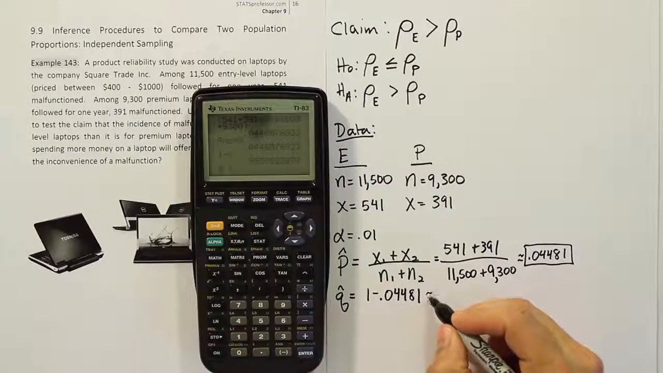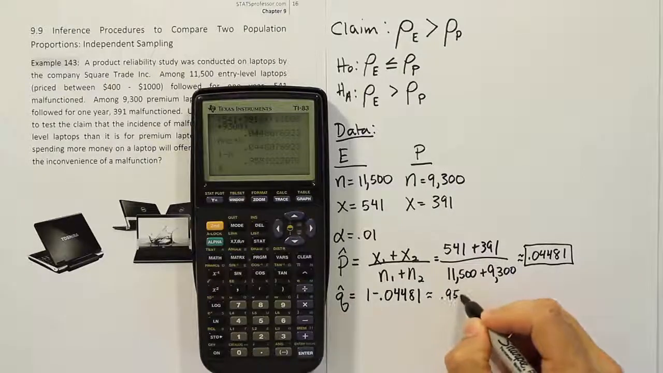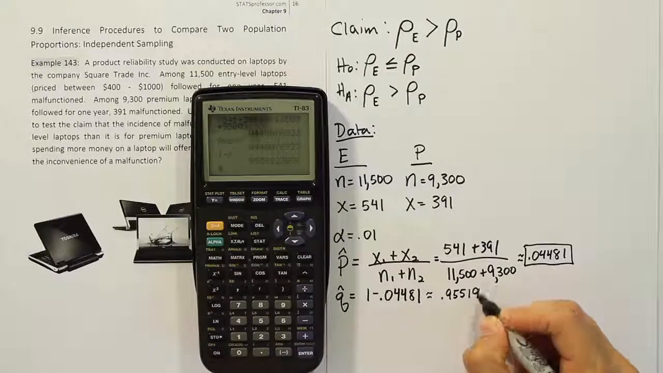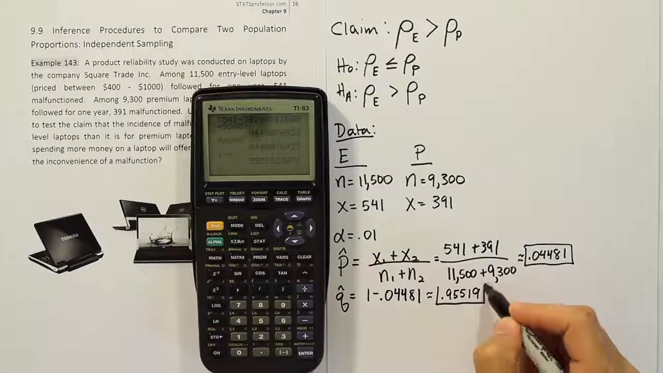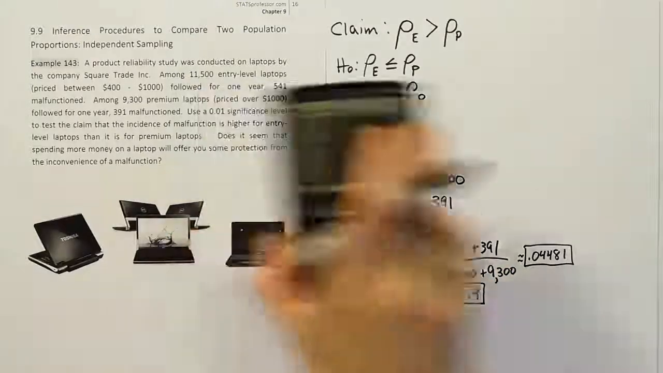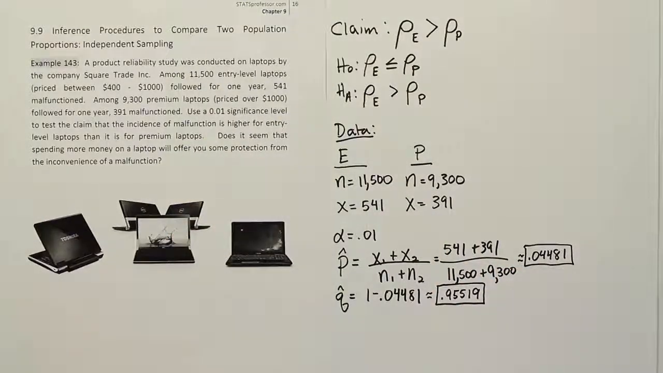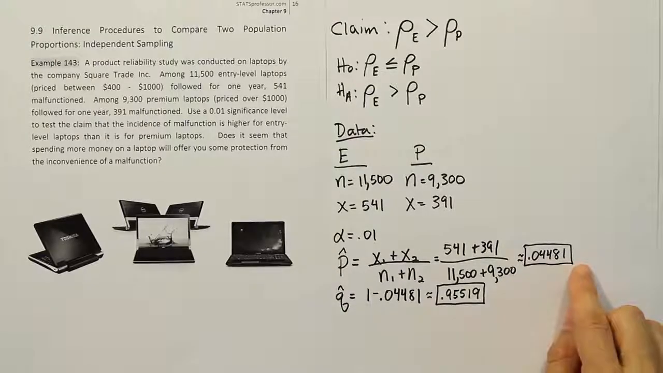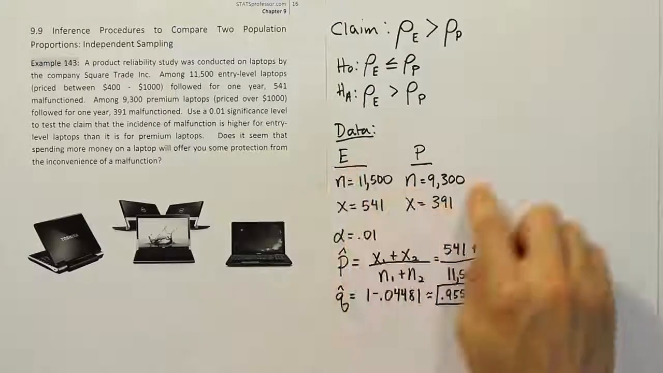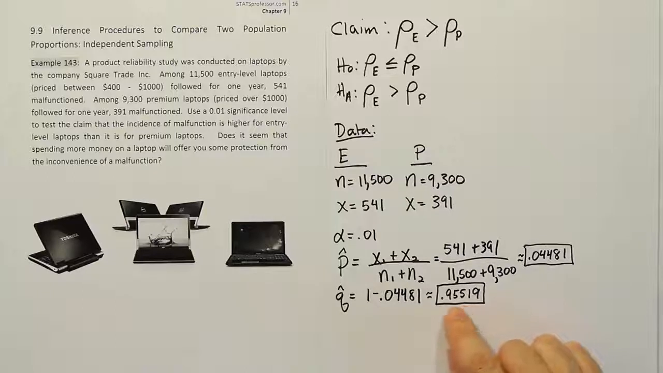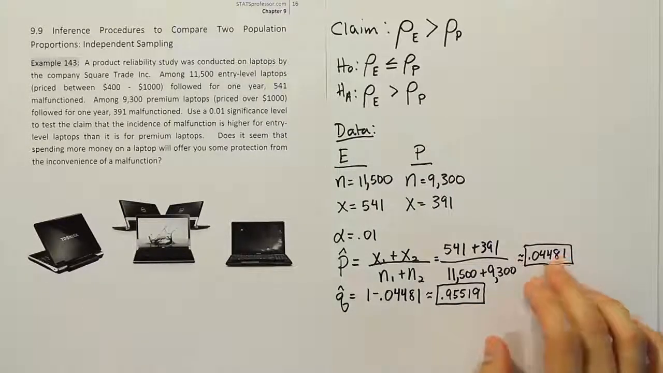And I'll get the answer is approximately 0.95519. That's my Q hat. And again, that's just the complement of the pooled proportion. So, roughly 4% of them malfunction in the total sample size altogether. So about 95 or 96% of them did not malfunction. Okay, so we have those two numbers.